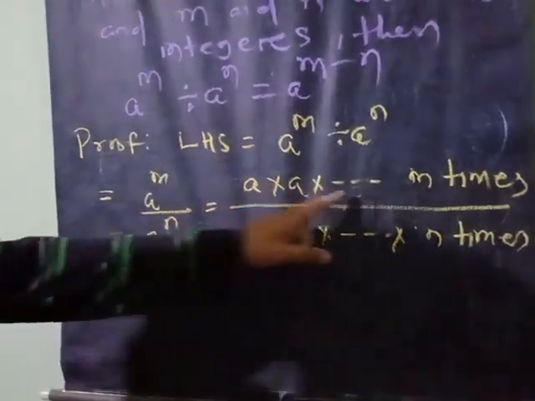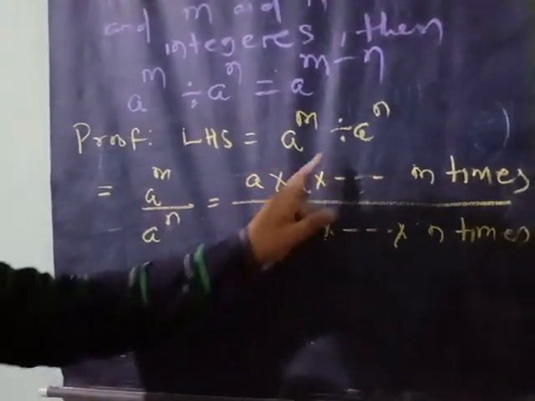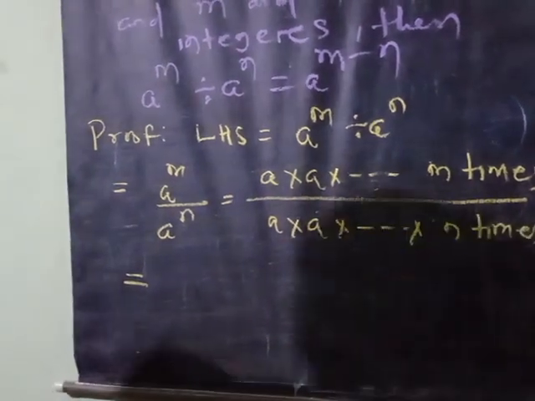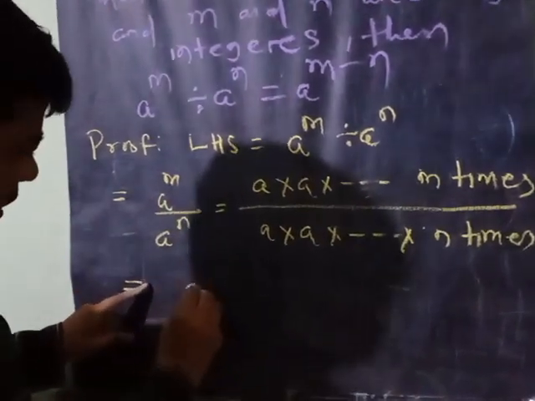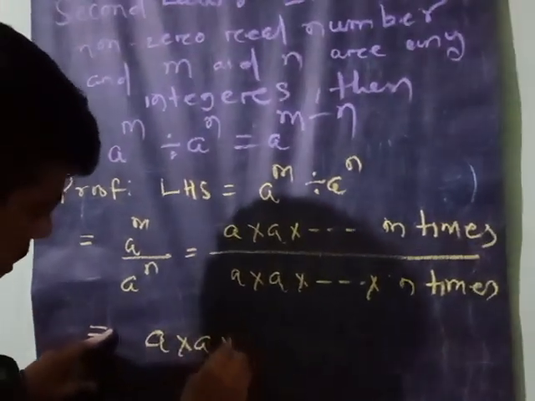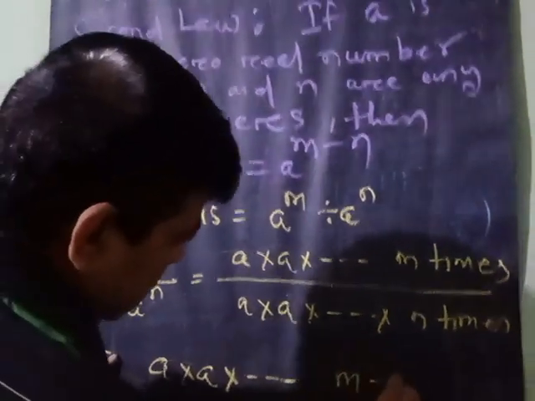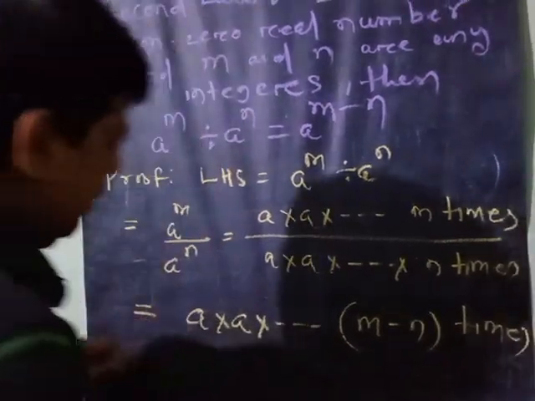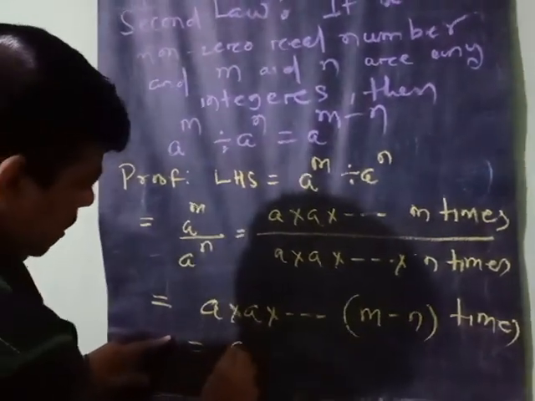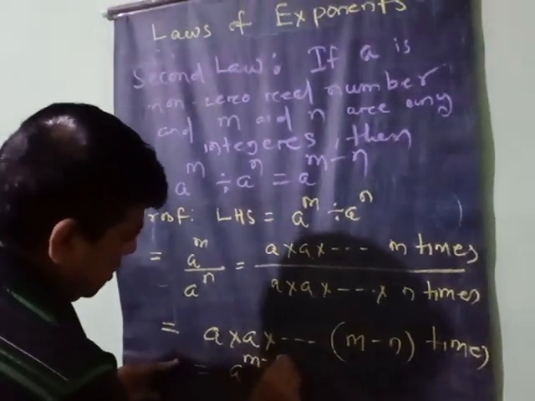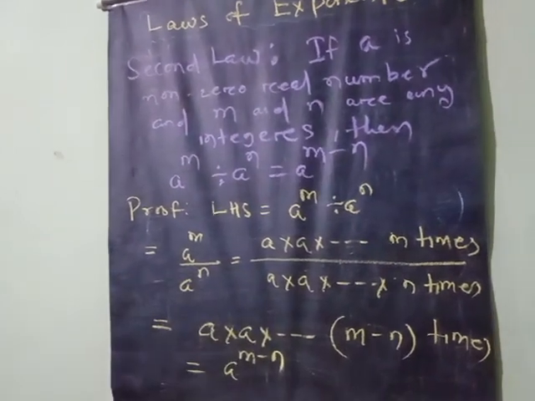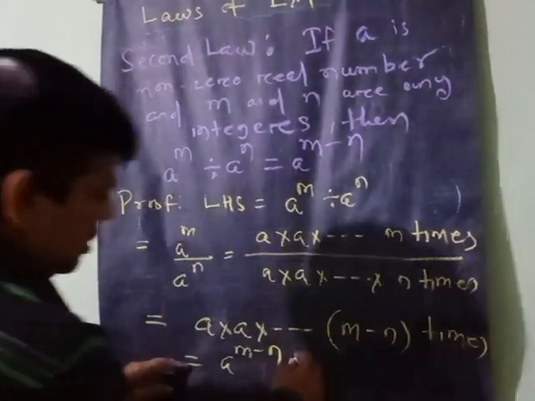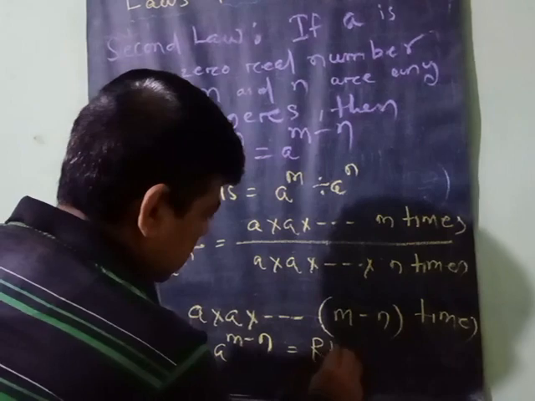If we cancel the corresponding numerator and denominator, the resulting expression will be a into a, m minus n number of times, and it is equal to a to the power m minus n. Okay, students, so it is equal to RHS.